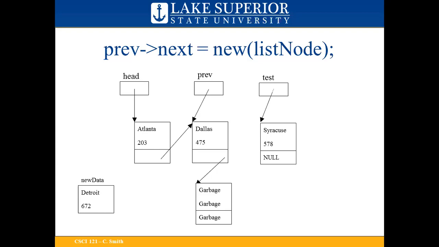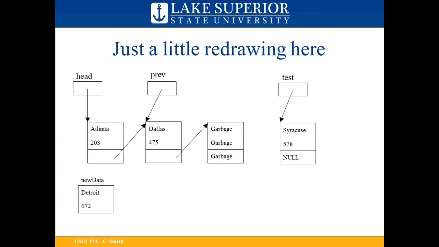So the first thing I'm going to do here is I'm just going to redraw things a little bit so that it looks linear again. So from here to here, I've just redrawn. I haven't done any code, nothing. This is just the illustration.